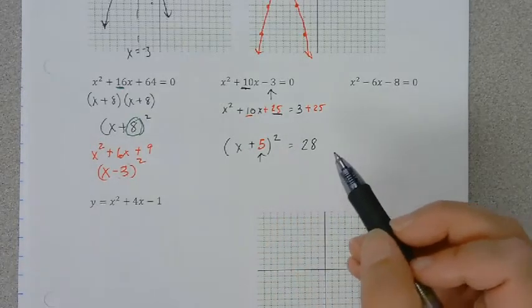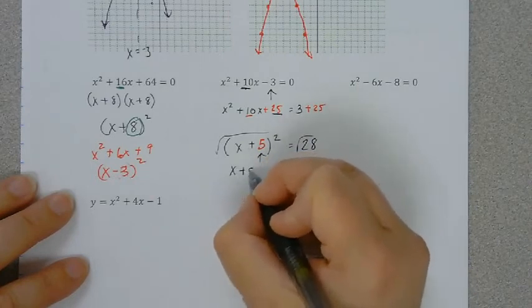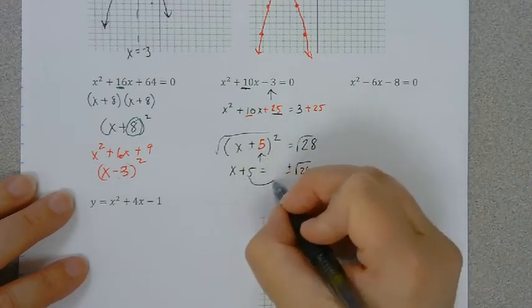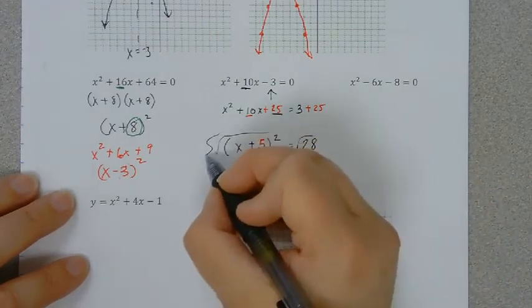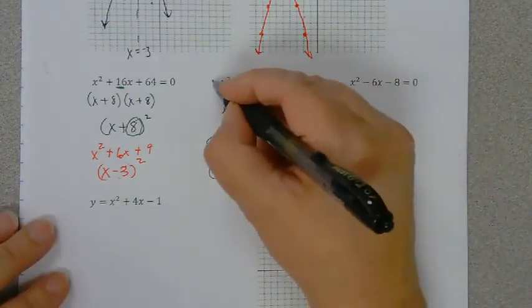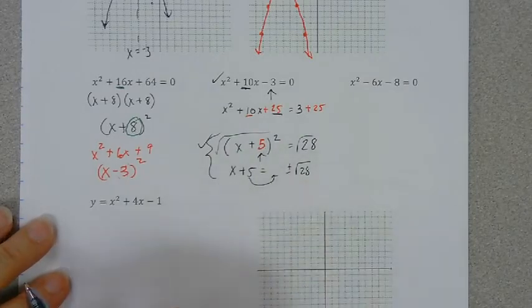If I solved it, I would take the square root of both sides. So I get x plus 5 equals plus or minus the square root of 28, and then I would move the 5 over. But we're going to leave this step out for now because it's not going to be a part of our graphing for today. What we're focusing on is turning a problem in standard form into a square problem.